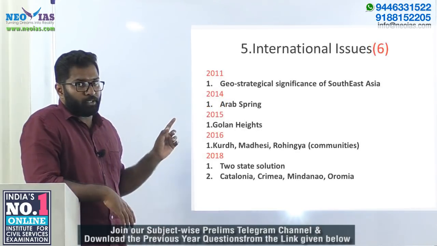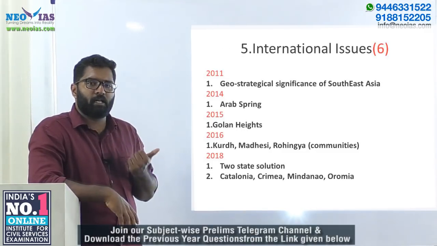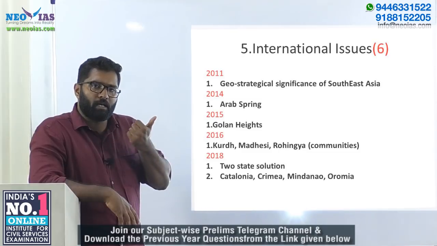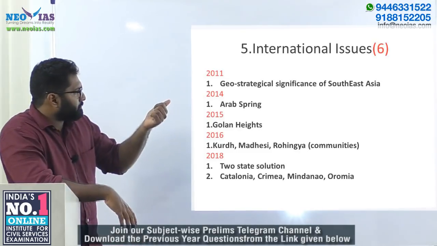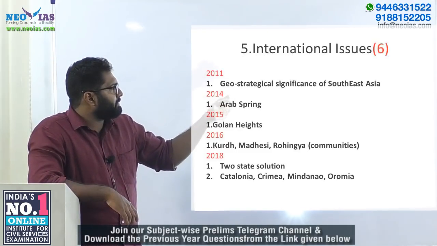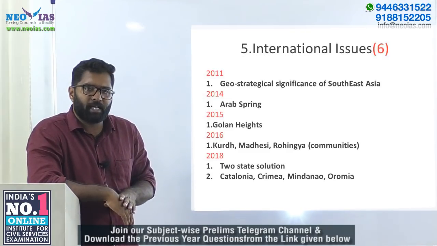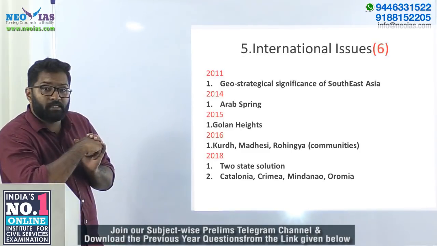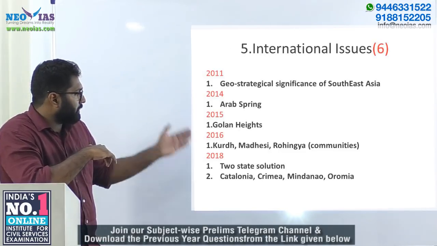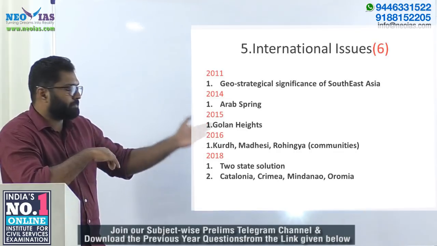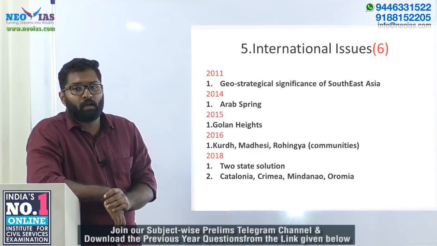And international issues, this is again another favorite area of UPSC. The recent trend is that international issues are asked in connection with communities and places, locations. In 2011, the geostrategic significance of Southeast Asia was asked. 2014, Arab Spring. 2015, Golan Heights. 2016, Kurd, Madhesi, Rohingya communities were asked. In the last year, the two-state solution and various places in the news like Catalonia, Crimea, Mindanao, Oromia have been asked.